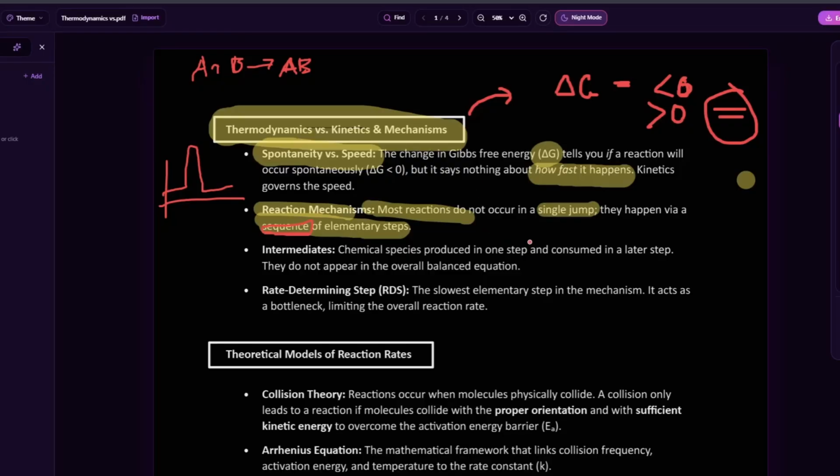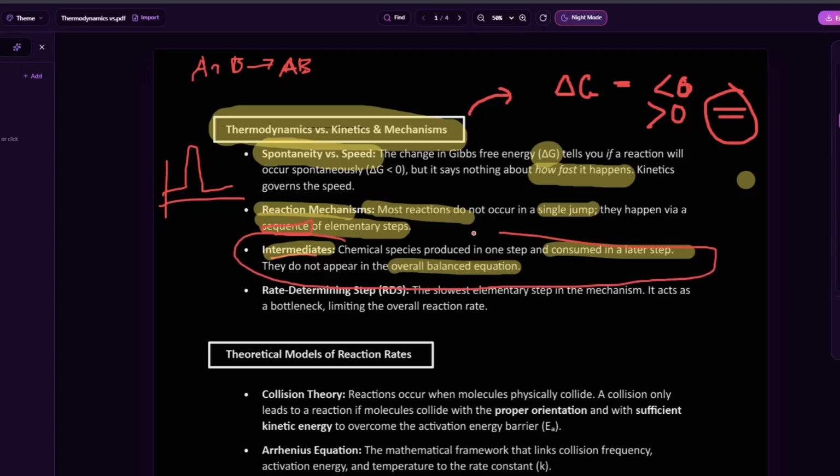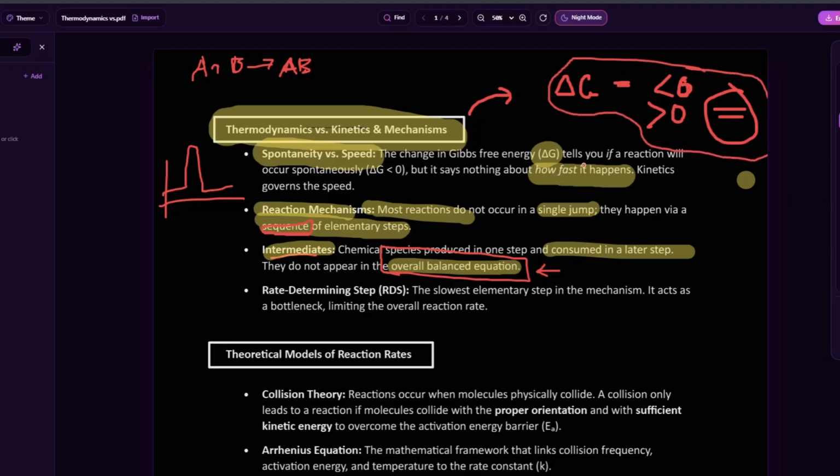Intermediates are chemical species produced in one step and consumed in a later step. They do not appear in the overall balanced equation. So when you do a practice question to learn about intermediates, it's really important to remember that your intermediates never show up in the overall balanced equation. Make sure to do practice questions to understand that, and to memorize that if delta G is less than 0, it's spontaneous. You could use flashcards for that to help you.